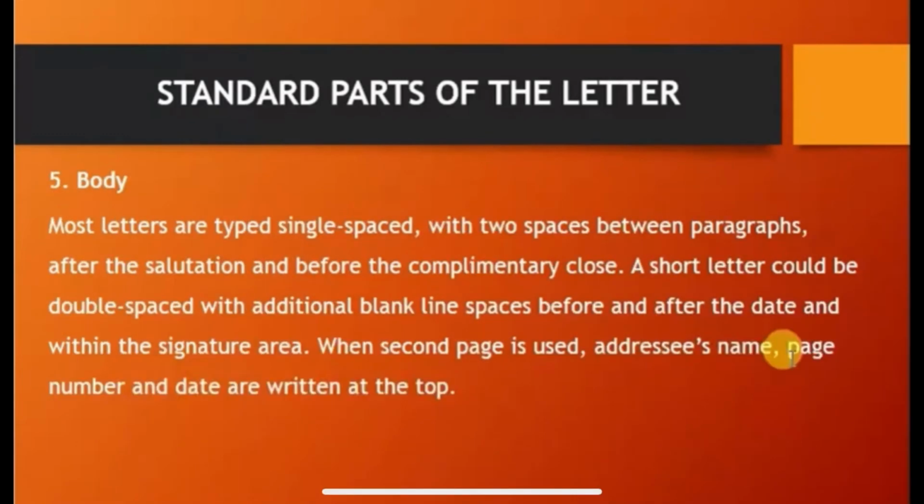The fifth one is the body. Most letters are typed single spaced with two spaces between paragraphs, after the salutation and before the complimentary close. A short letter could be double spaced with additional blank lines before and after the date and within the signature area. If a second page is used, the addressee name or page number and date are written at the top.